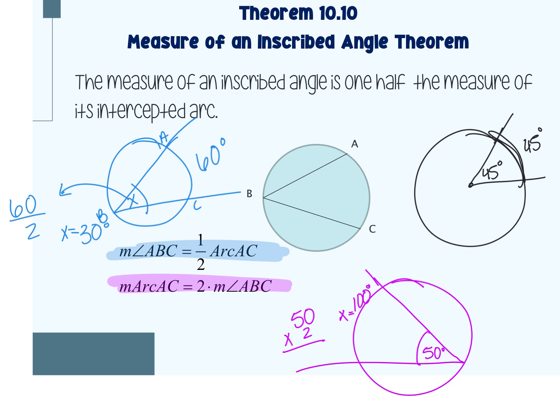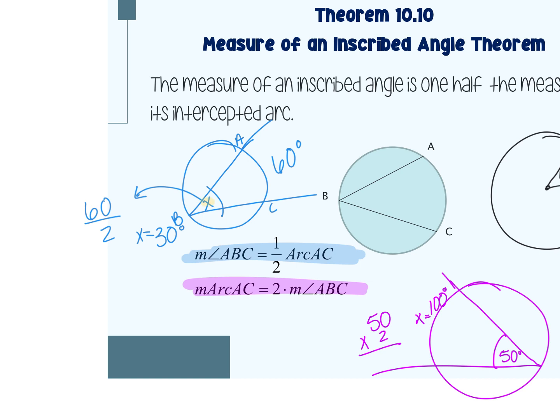Questions on this? Again, with practice, it'll be easier. Yes, Matthew? Wait, so what's the difference between the blue one and the purple? So the difference between the blue one and the purple one was for the blue one, I was solving for this angle. But for my purple one, I was solving for my arc. So the blue one I solved for the angle. The purple one I solved for the arc.